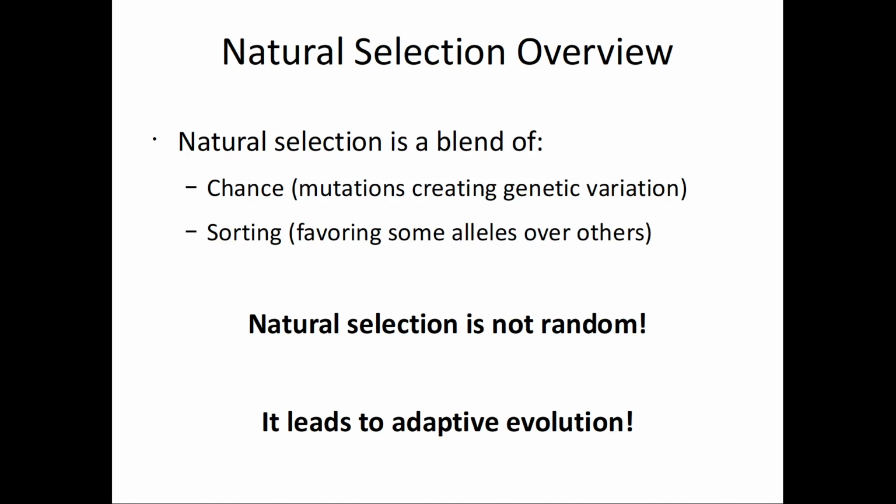And so it leads to adaptive evolution, right? In our example, you're going to see a shift towards brown rabbits and a loss of the white rabbit gene.